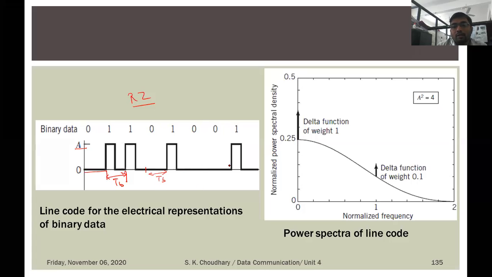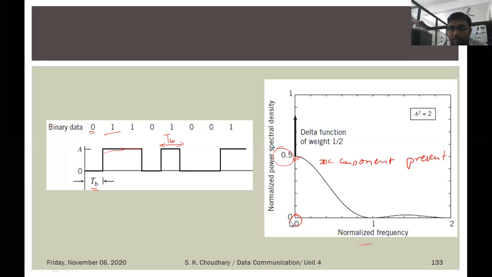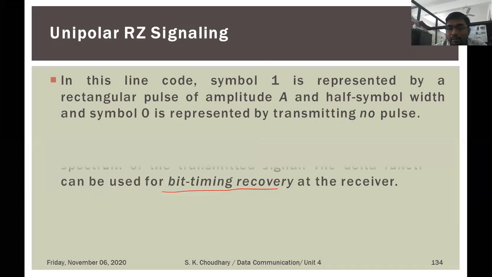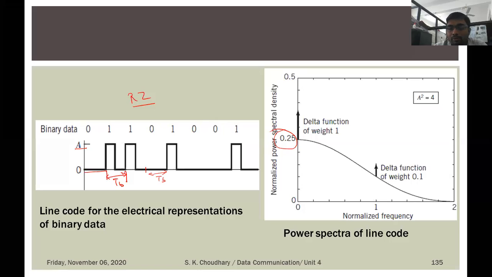Okay, and if you talk about the normalized power spectral density versus normalized frequency graph, you can see that your power is reduced by 1/4, because the pulse is not present for half of the time, and it also has the DC component present. In the first one it was a sinc function, that's why it is 0 at 1. But in the case of RZ, the normalized power is not represented as a sinc function, that's why it is not 0 here.